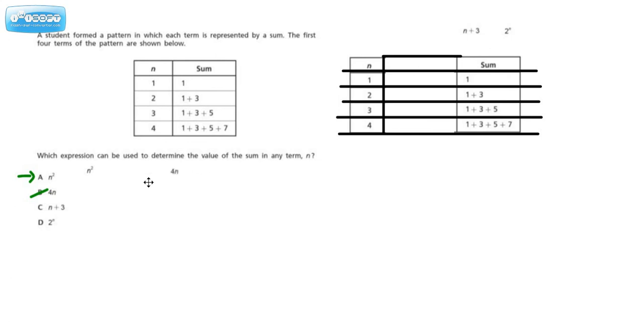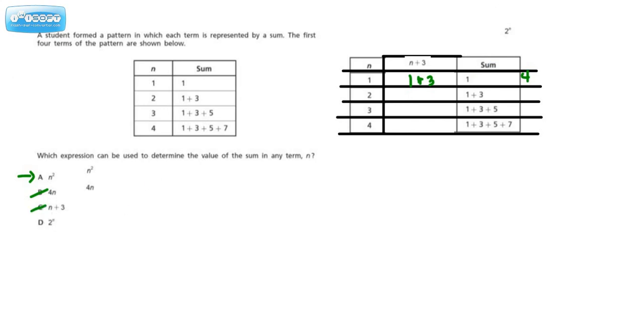Now let's try, this was choice B, which didn't work. This is choice C, n plus 3. So if we put it in as a function, and we substitute in the value for n, which in this case is 1, and add the 3 to it, that gives us 4. Now this doesn't match that, so we're not going to pick that one.